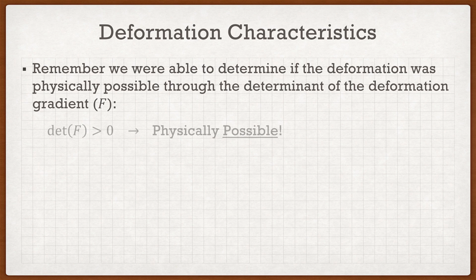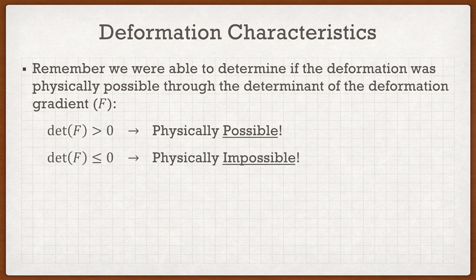Because if you remember, we were able to say that if the determinant of F is greater than 0, the deformation will be physically possible. Now, if the determinant of F is less than or equal to 0, we say that this is physically impossible. And again, we talked about this in question number 2: if the determinant of F is negative, this means that the volume after deformation is negative, and that just makes no sense.